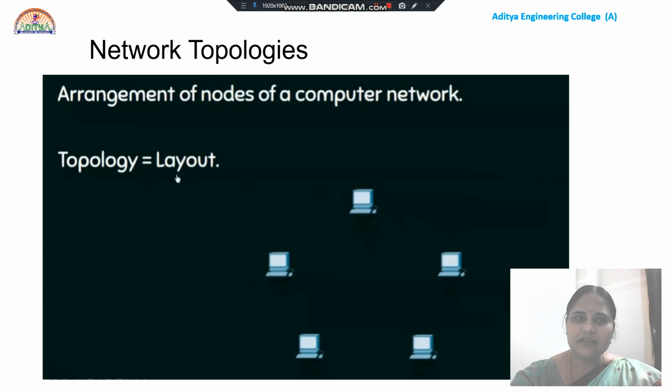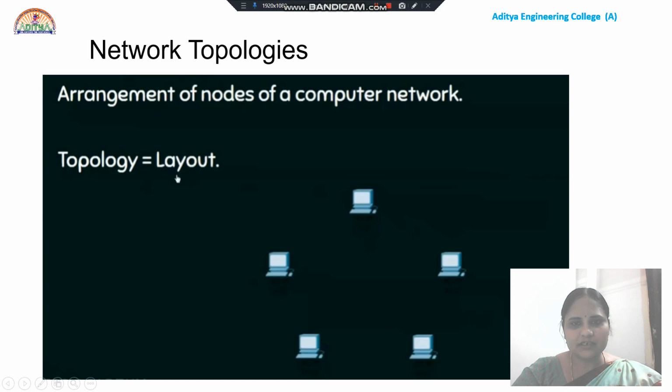So basically, a topology is nothing but the structure of a network. Topology defines the structure of the network and tells us how various components are interconnected with each other so that they can communicate. So we can understand a topology as the physical layout, the arrangement of the nodes of a computer network.